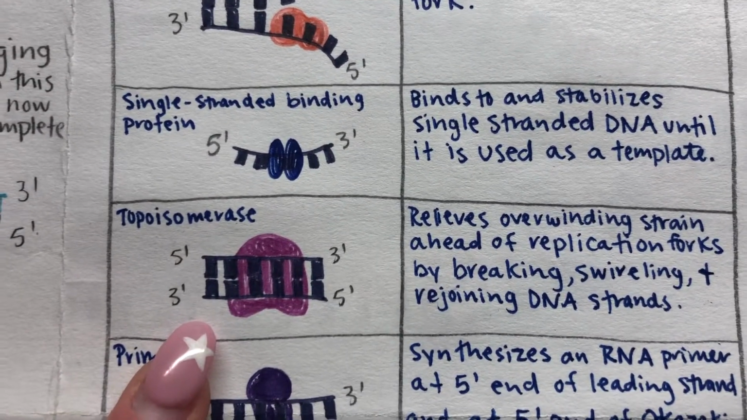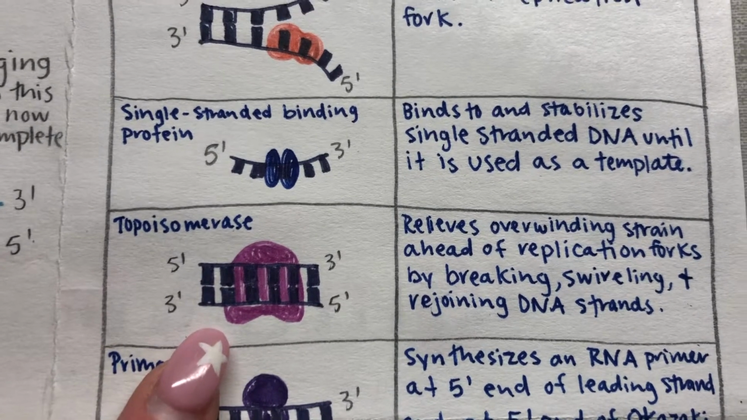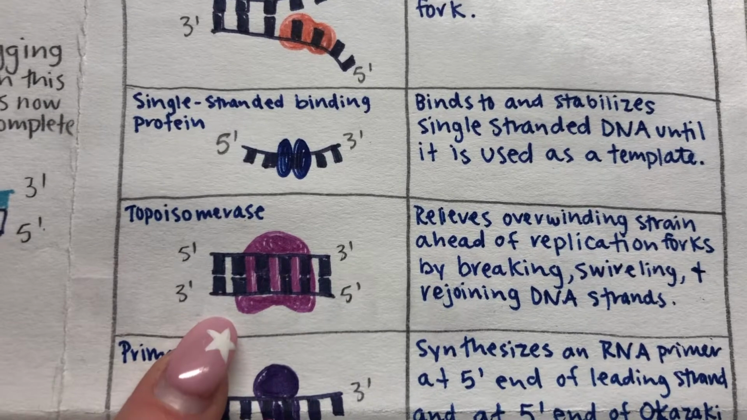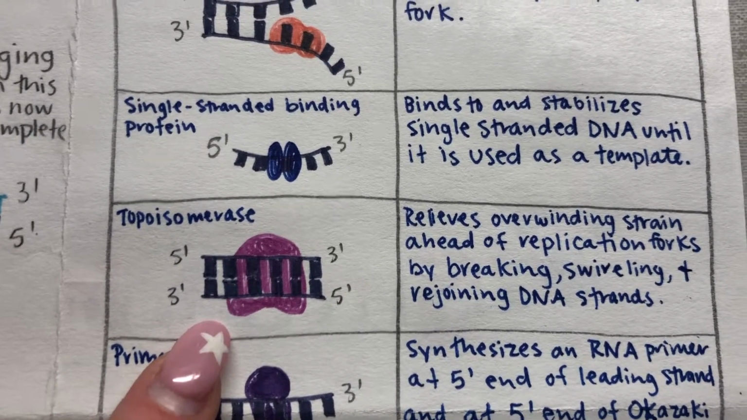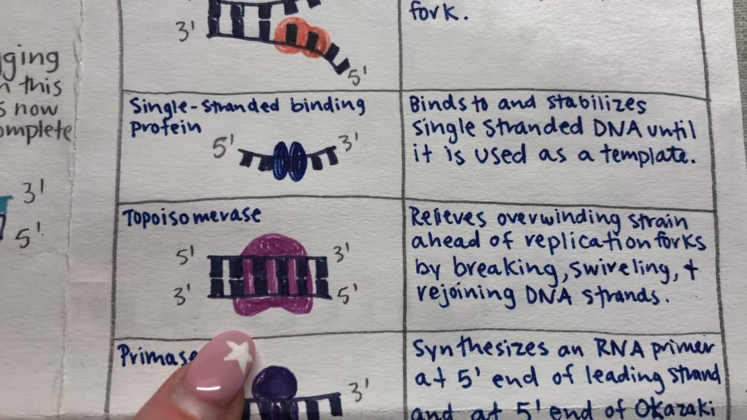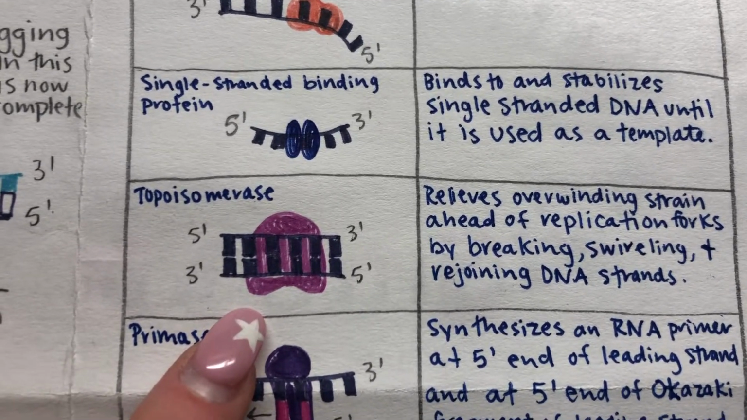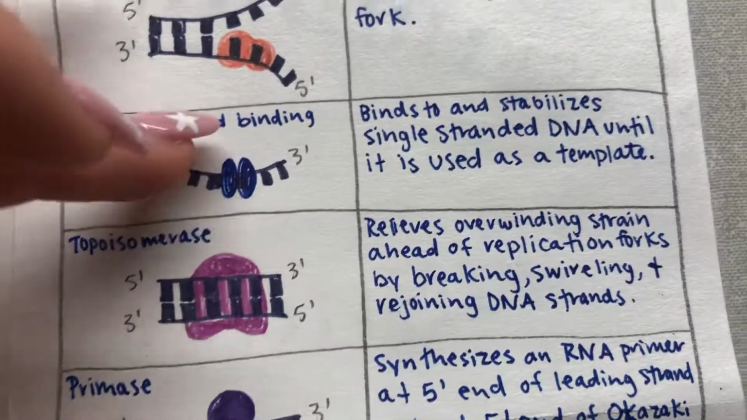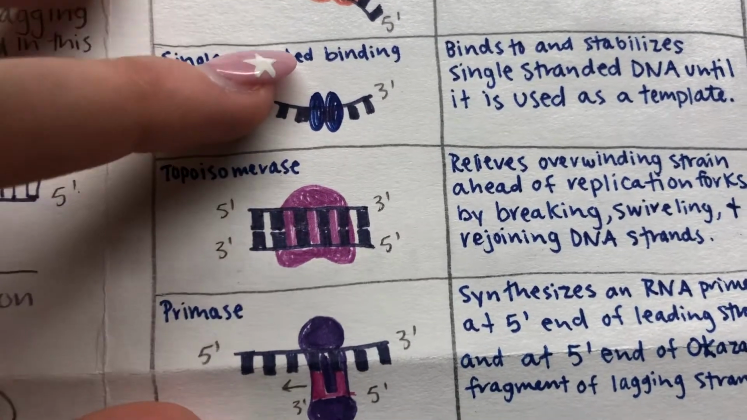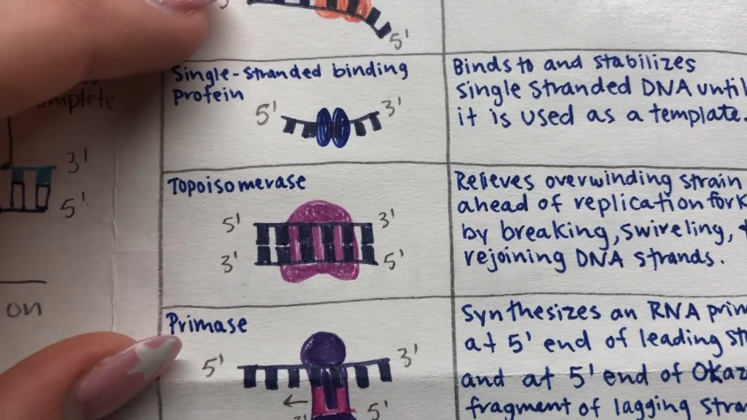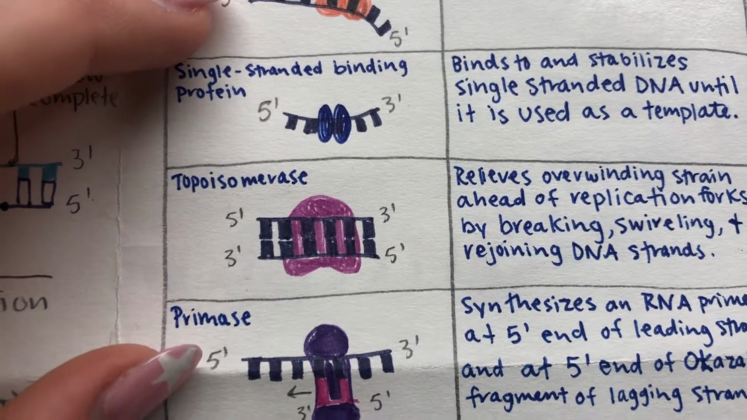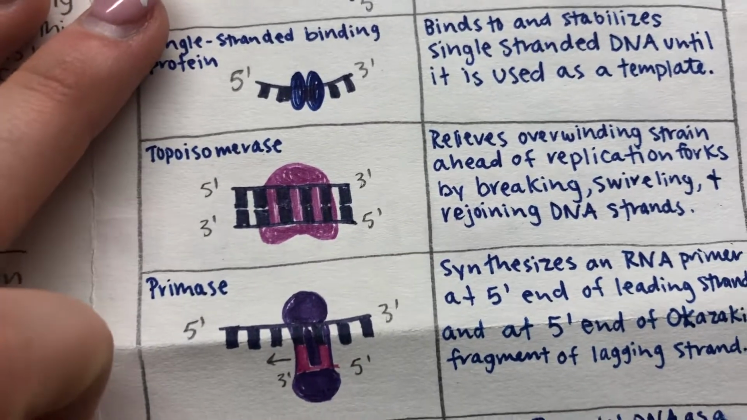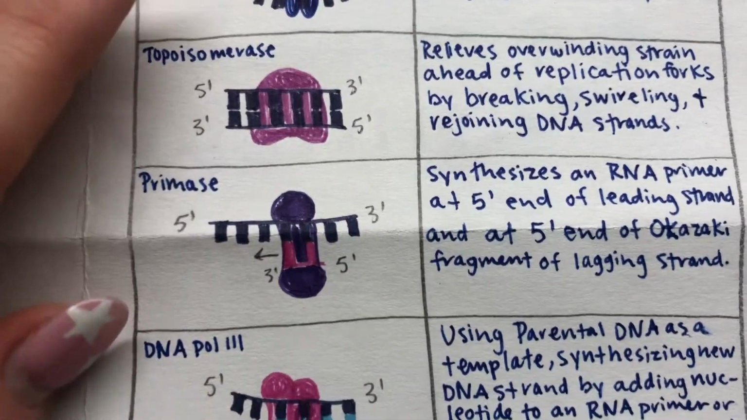Topoisomerase. It relieves the overwinding strain ahead of replication forks by breaking, swiveling, and rejoining DNA strands. So its job is to basically make sure that the parental strands aren't getting too swiveled up together and help them from actually breaking and not being able to form either a leading or lagging strand on there. So they're kind of the controllers, they stabilize the parental DNA.